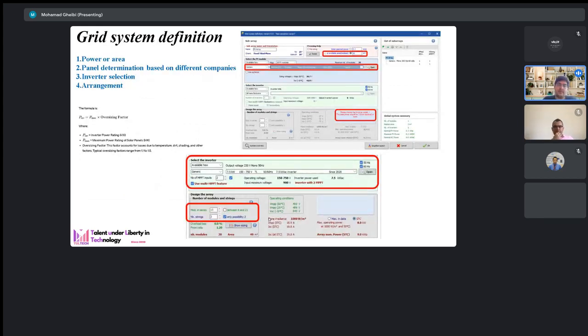Another feature that we want to talk about is the grid system definition. It is very important.